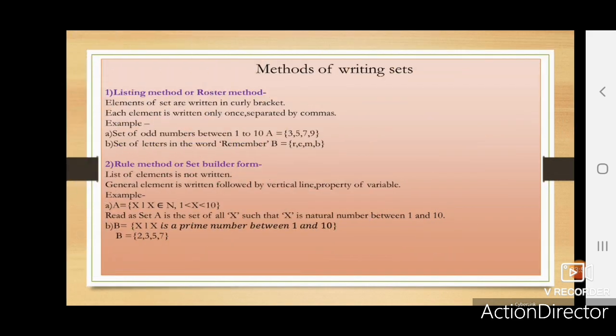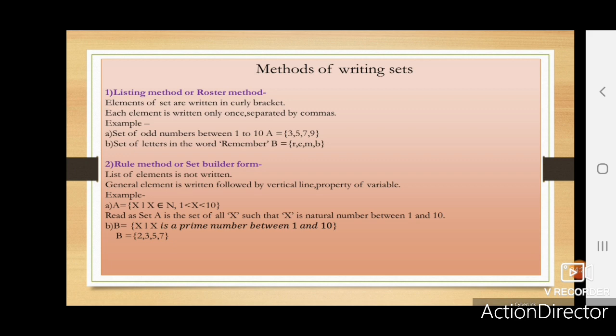Methods of writing sets. There are two methods to write a set. The first method is called the listing method or roster method. And the second method is called the rule method or set builder form. Let's study one by one. First method, listing method. In this method, elements of the set are written in curly brackets. Each element is written only once and separated by commas.